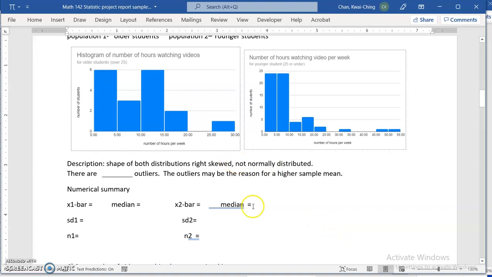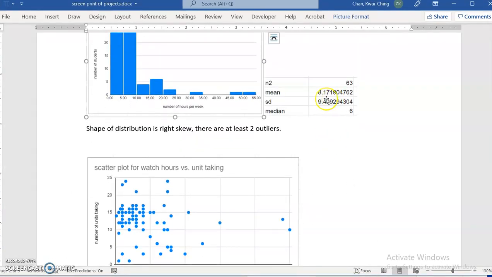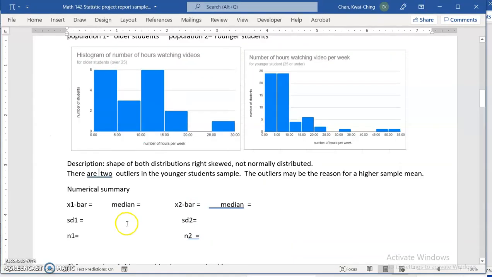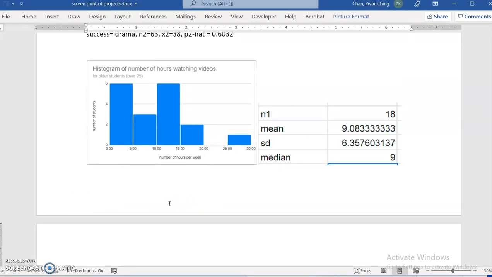So after you do the graph, you should talk about it. You should talk about there are two outliers in the younger students sample. And the outliers may be the reason for a higher sample mean. So I'm going to copy the sample mean over. So N1 is 18, and then mean is 9.0833. X1 bar is 9.0833. Median is 9.